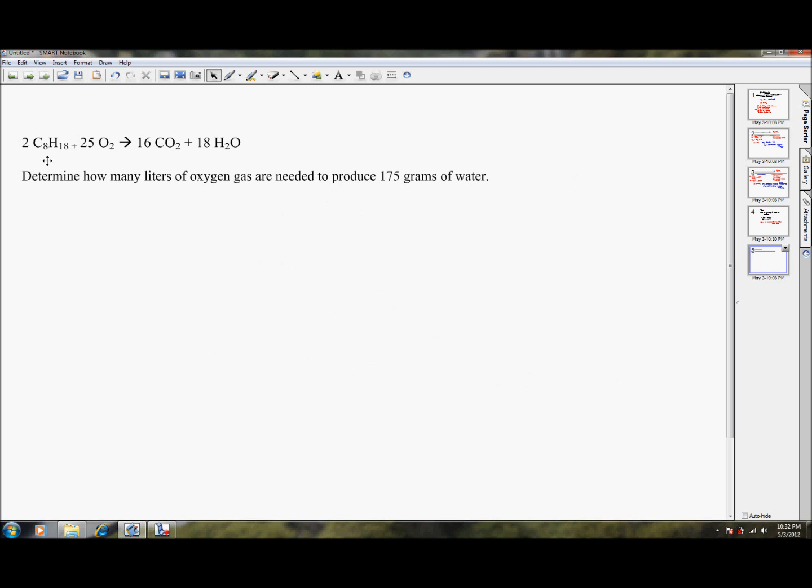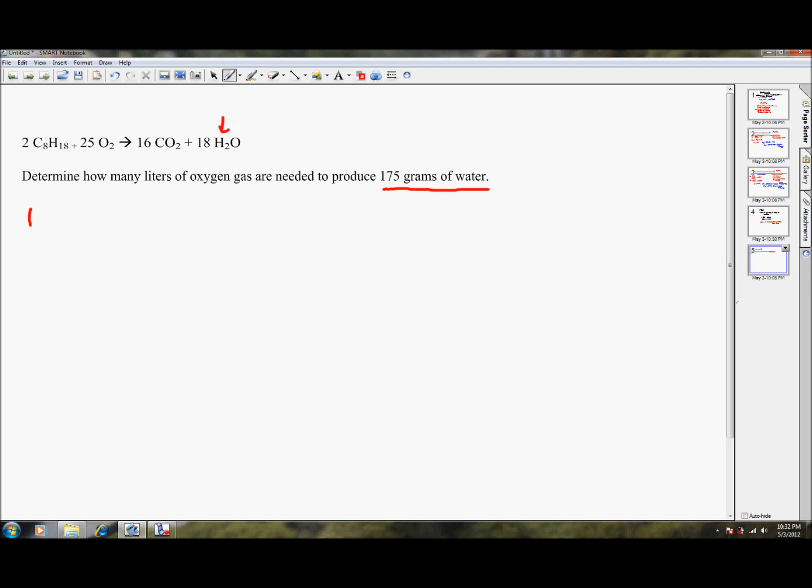Alrighty, so here's an equation. I've already balanced it for you. And it says, determine how many liters of oxygen gas are needed to produce 175 grams of water. Please note the units here. This says liters. This one says grams. Alright, so we're going to do the same problem. We're going to start with 175 grams of water. Here's the water right here. We're going to start here.